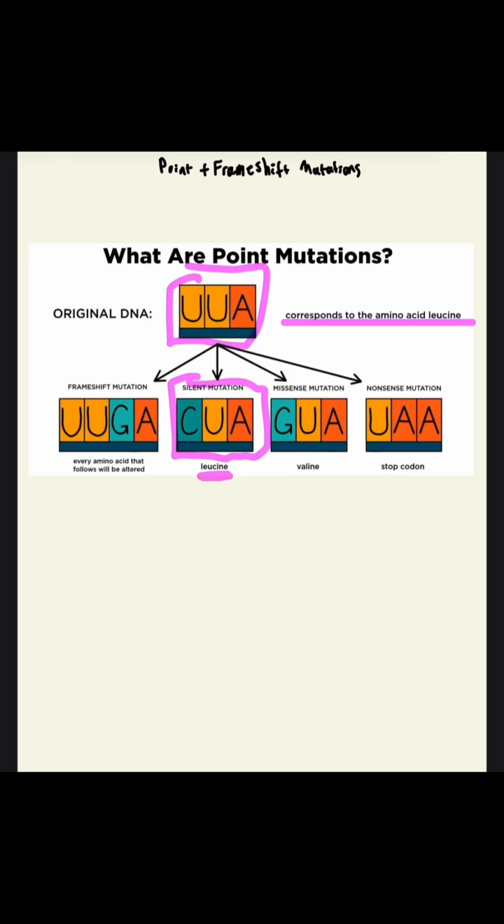Now, a missense mutation is an example where the base is substituted and it codes for a different amino acid. So this one, GUA, codes for valine, so it'll usually have a greater effect on the organism. And if we have a look at the final one, the nonsense mutation, that is when the mutation codes for a stop codon. So it's a specific mutation that codes for a stop codon sequence.